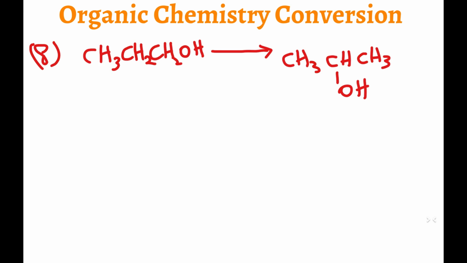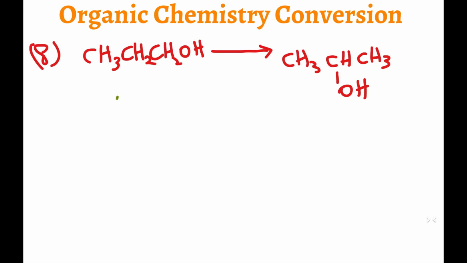Exactly, this is our eighth organic conversion. In the eighth organic conversion, we have to convert a primary alcohol into a secondary alcohol. Our primary alcohol in this circumstance can be named as propanol, and our resultant product can be named as 2-propanol. First of all, we have to make an alkene.